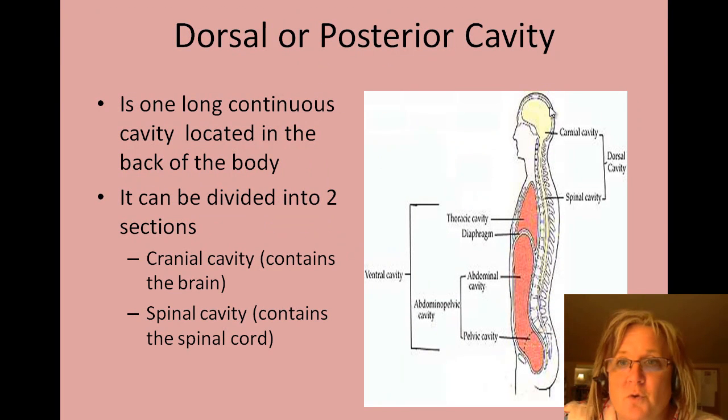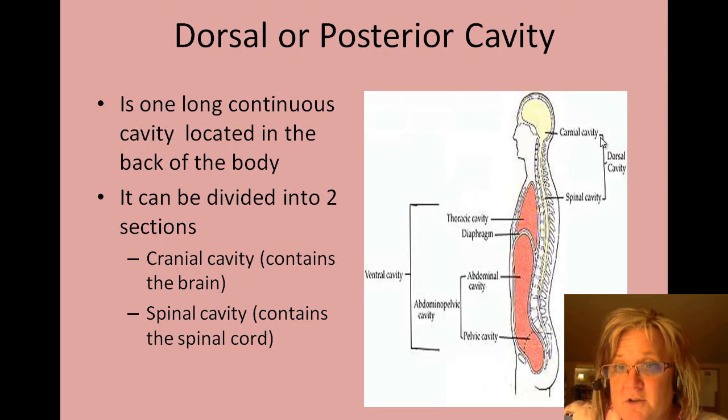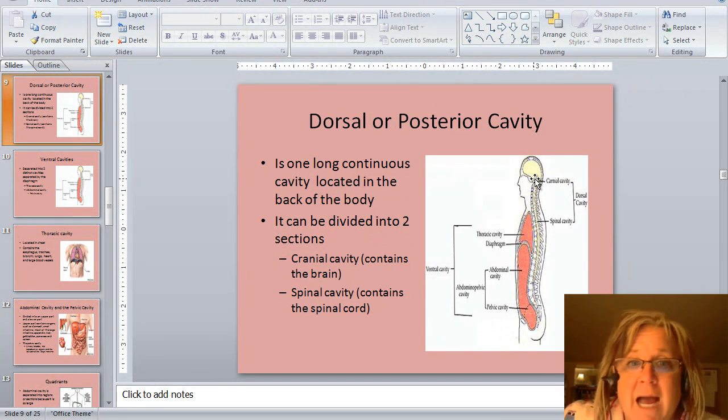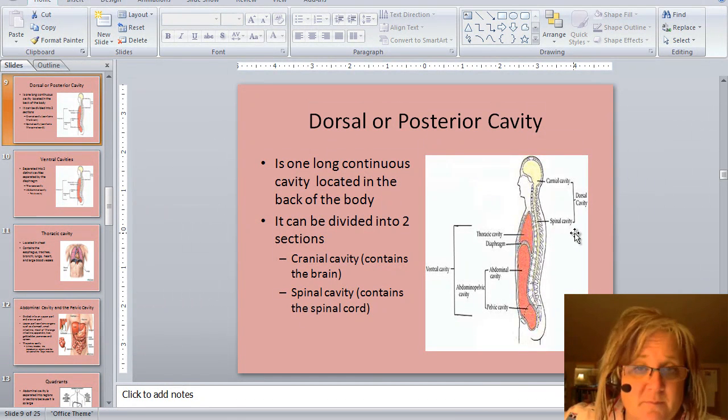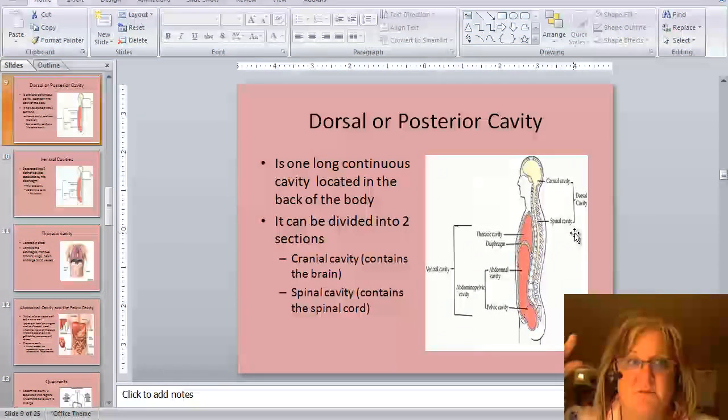Your dorsal or posterior cavity is on the back side, and it can be divided into two sections. You have a cranial cavity right here, and you have a spinal cavity. The cranial cavity houses your brain. And then your spinal cavity houses the spinal cord. That is pretty basic. That's as easy as it's going to get for you guys.